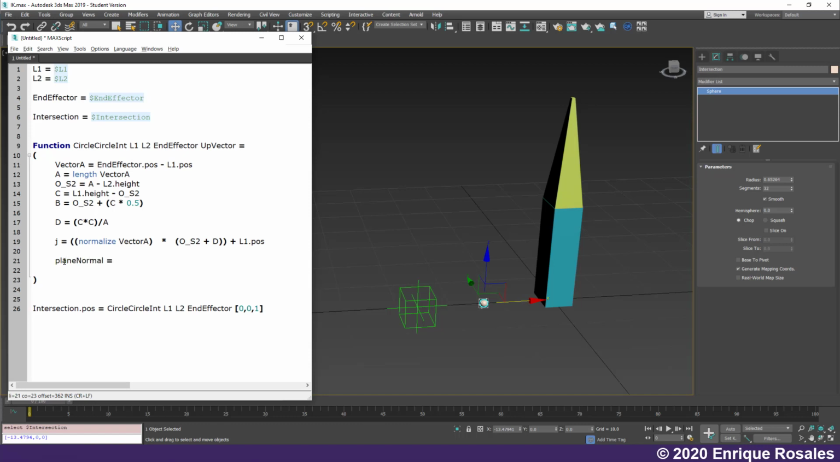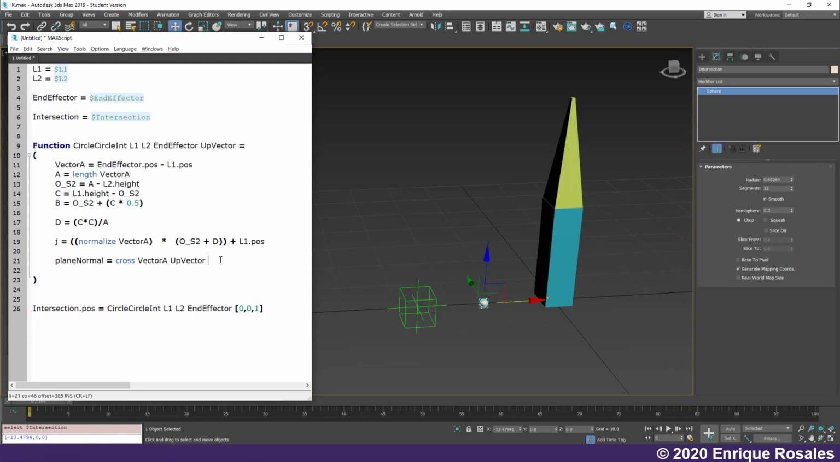Plane normal will be equal to the cross product between the vector A and the up vector. Here the order is important. Let me think about it. Yes, this is correct. If I take the vector A cross the up vector, I am using the right-hand rule, and I will get a vector that is orthogonal to that plane and is on my right, pointing like my right thumb. So that will be the plane normal.